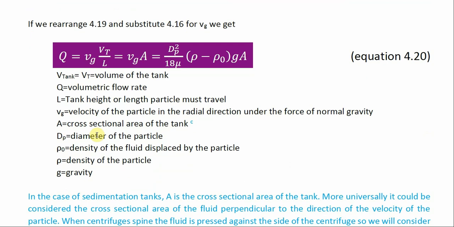If we rearrange that, we come up with our purple equation, meaning our good equation, and that will say that the volumetric flow rate equals Vg times the volume divided by L. Now we can see that the volume of the tank divided by the height of the tank would be the cross-sectional area of the tank. So that's what we have over here. And then if we substitute in our earlier equation for the velocity under normal gravity, we end up with this equation here. So if we make our Q equal to this, then we would have a fully clarified solution.